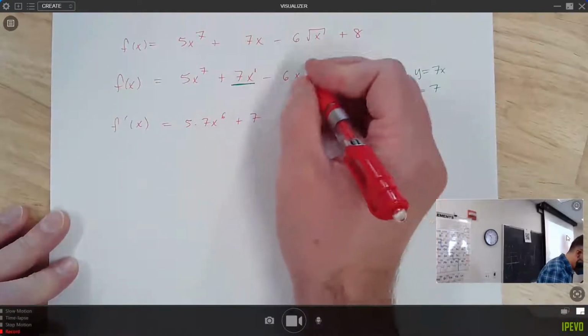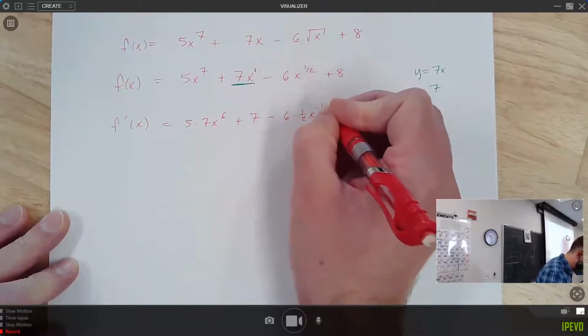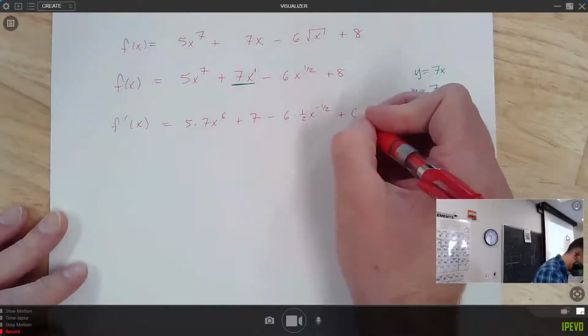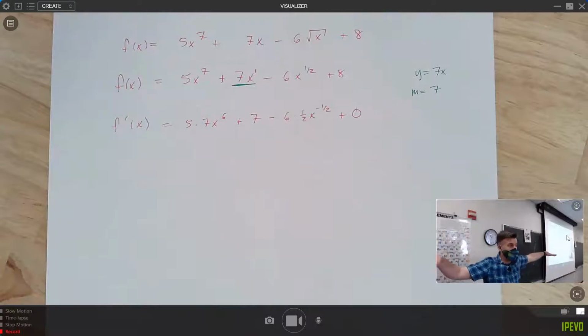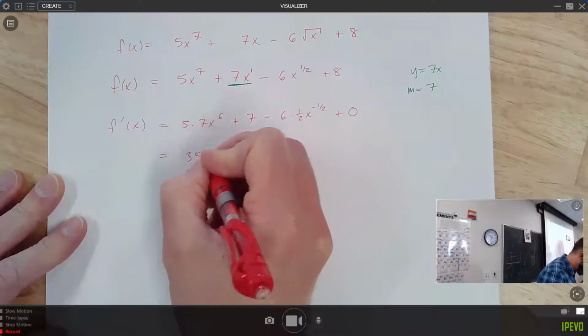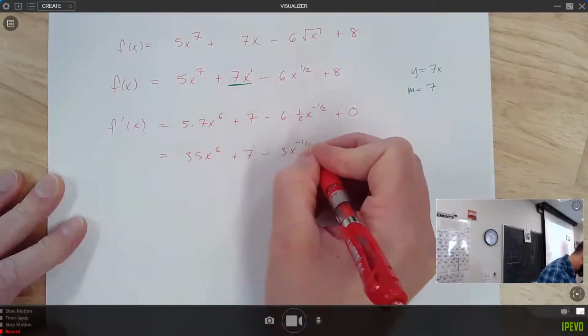And then minus 6x to the 1/2, we're going to get minus 6 times 1/2 x to the negative 1/2. And then what's the derivative of 8? Big old 0. Again, you can either think of the fact that the derivative of a constant by itself is 0, or you can think of the fact that a constant is a horizontal line whose slope is 0. And then we would simplify this. This is going to be 35x to the 6th plus 7 minus 3x to the negative 1/2.